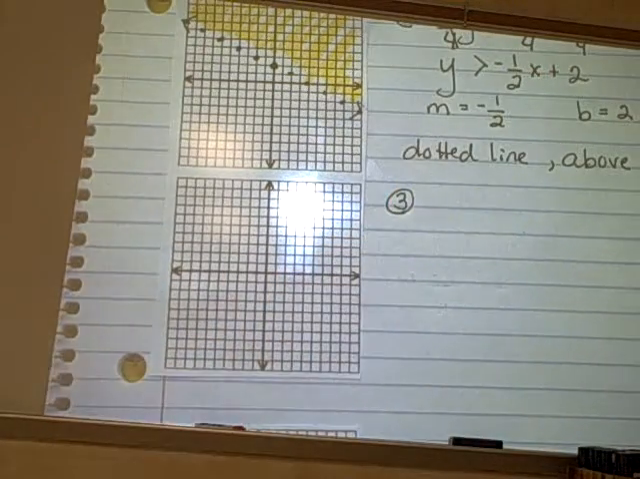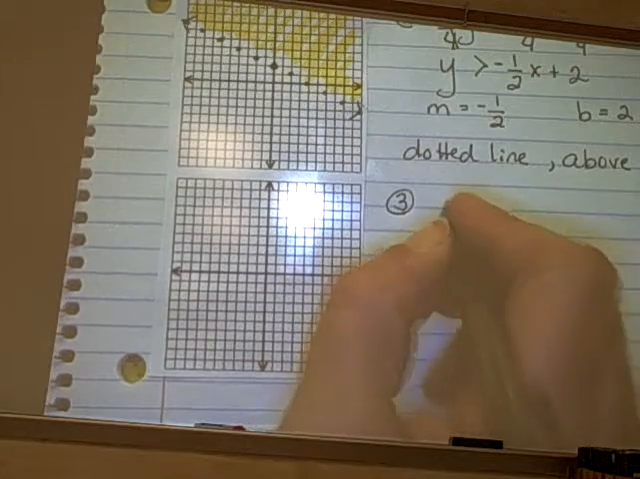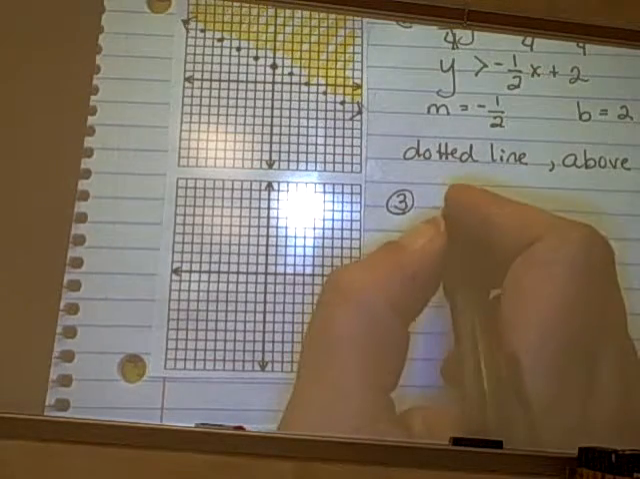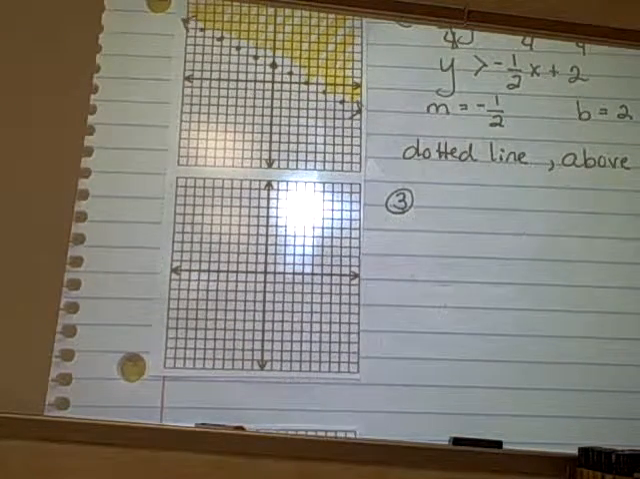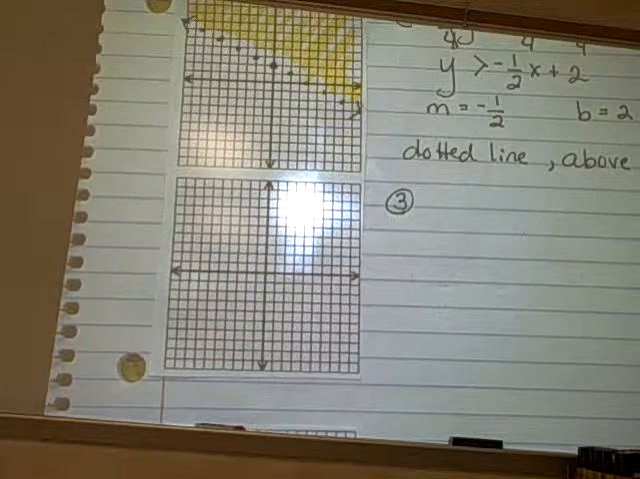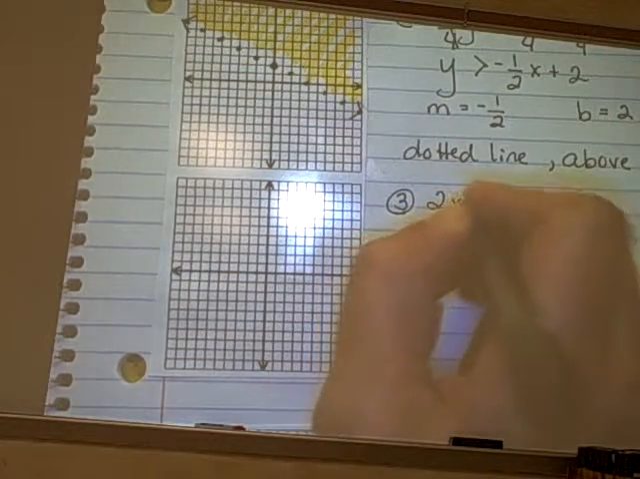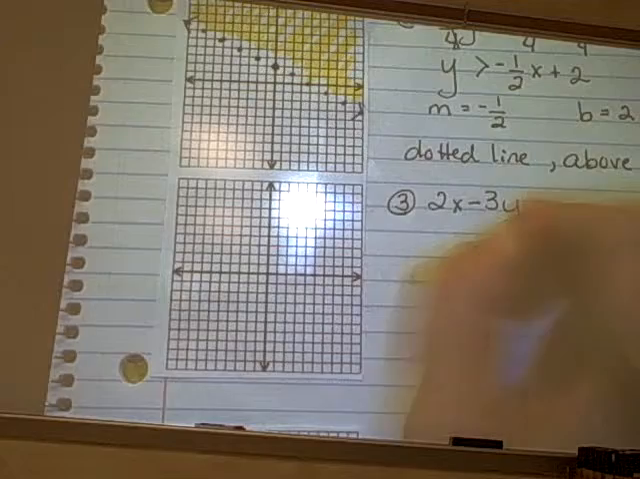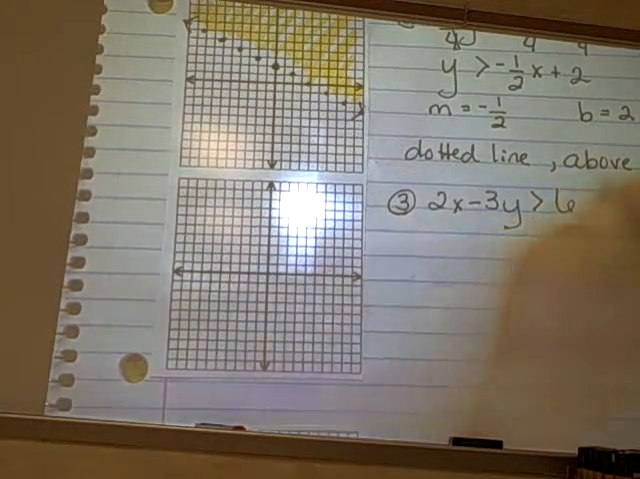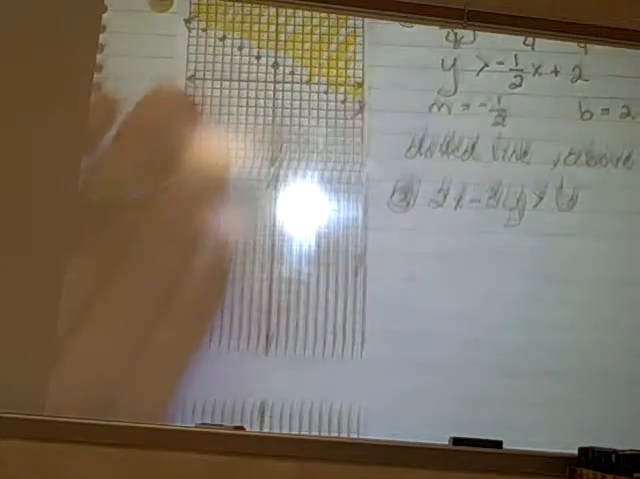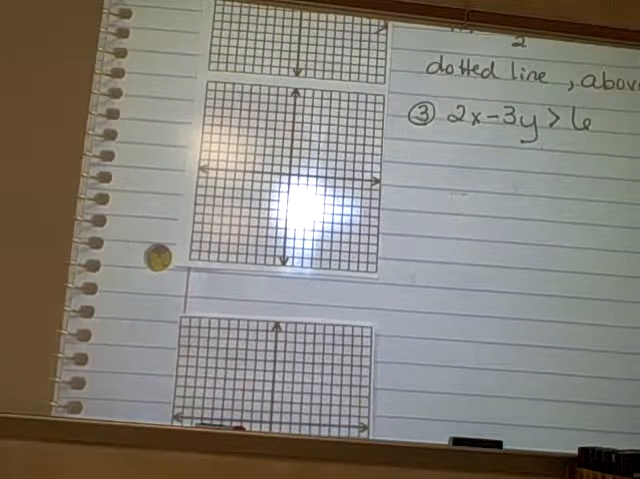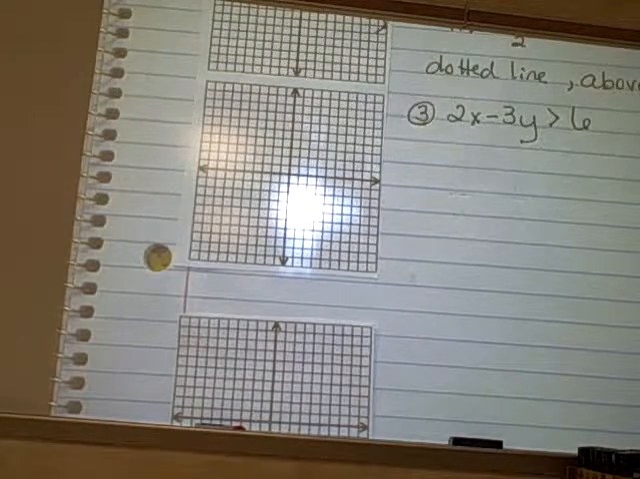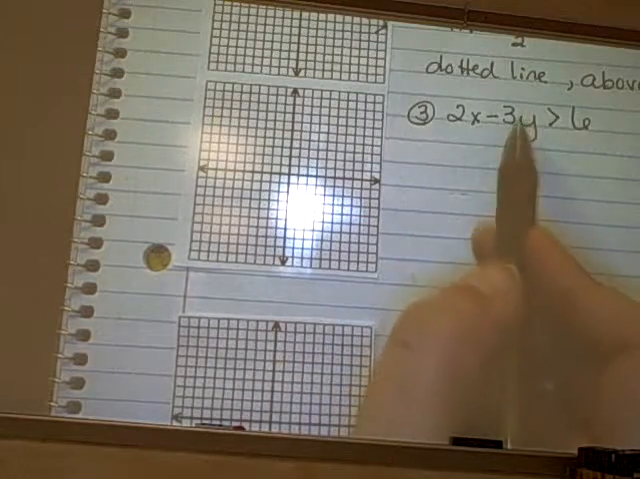Okay, number 3. How about, let's see which ones I got here. Okay, 2x minus 3y is greater than 6. 2x minus 3y is greater than 6. Now what's the goal? How do I want my inequality to look? I want it to look like y equals mx plus b. So I need to get y all by itself.